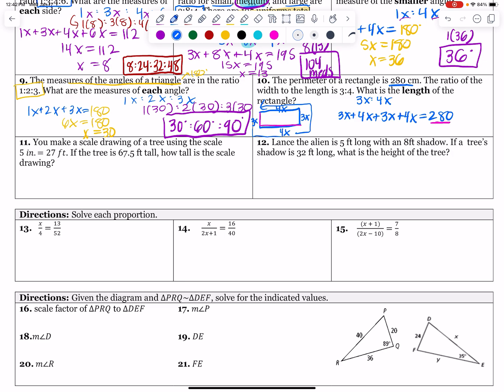All right, so let's look at the picture. Let's see the way we've done it, though. We added them all up to 280. So then we would combine like terms, and we'd get 14x equals 280. So x is going to be equal to 20.